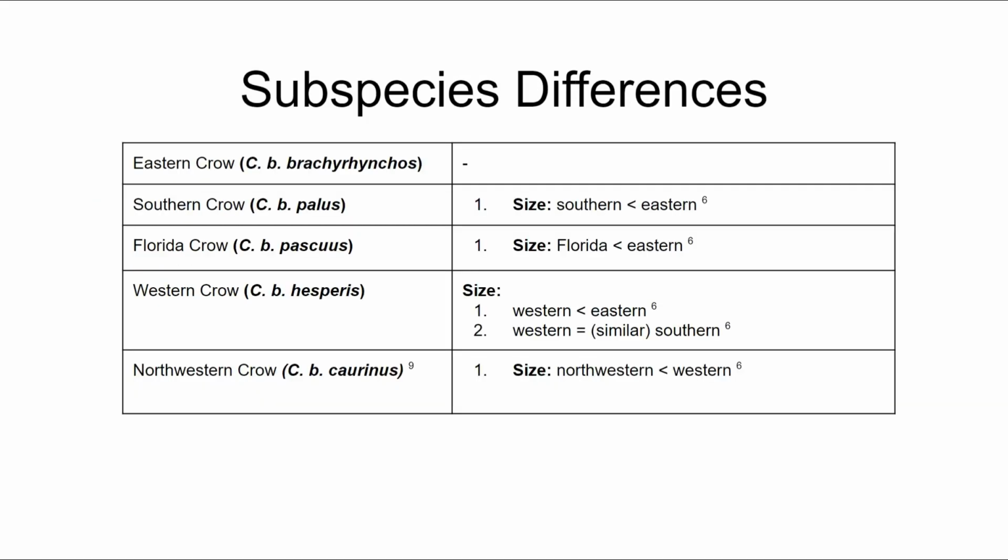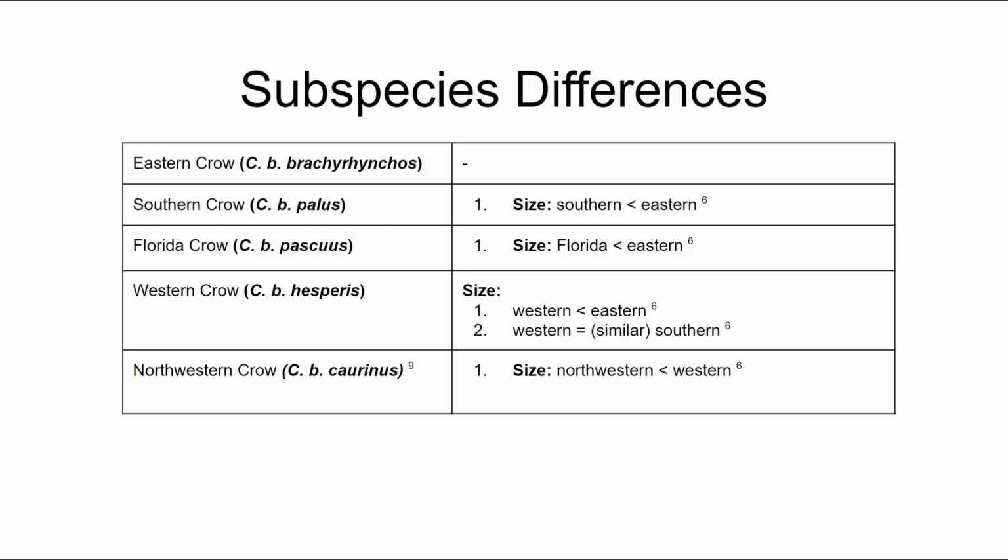Next. What are the American crow's subspecies and their differences? Have there been any recent additions to the subspecies list? The 5 known subspecies of American crow are the eastern, Florida, southern, western, and northwestern. A simple definition of subspecies is that subspecies can interbreed and create viable offspring.